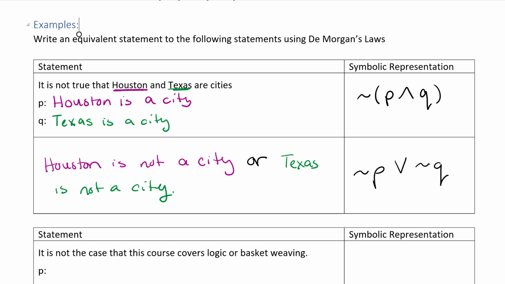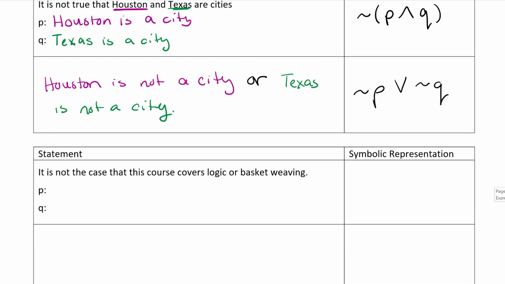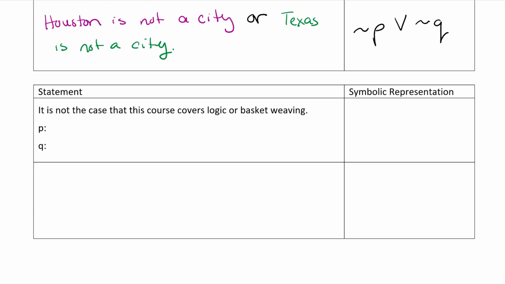So when I said our first statement, it is not true that Houston and Texas are cities, an equivalent statement would be Houston is not a city or Texas is not a city. Let's try this again. Our statement is, it is not the case that this course covers logic or basket weaving. So it is not the case that, that's a negation, and then a big fat parentheses, and then whatever else comes after it is not the case that, all of that's going to go inside the parentheses.